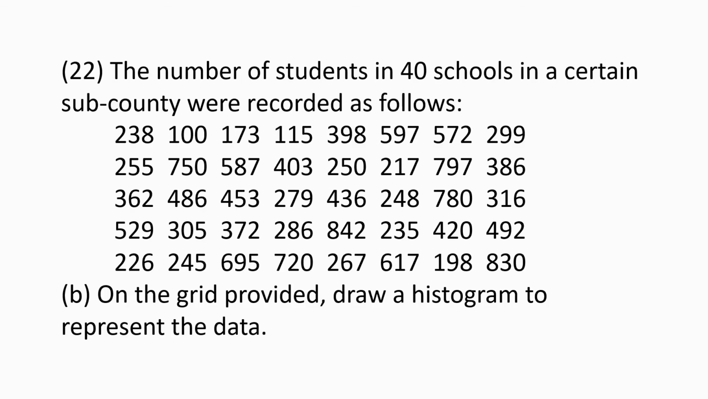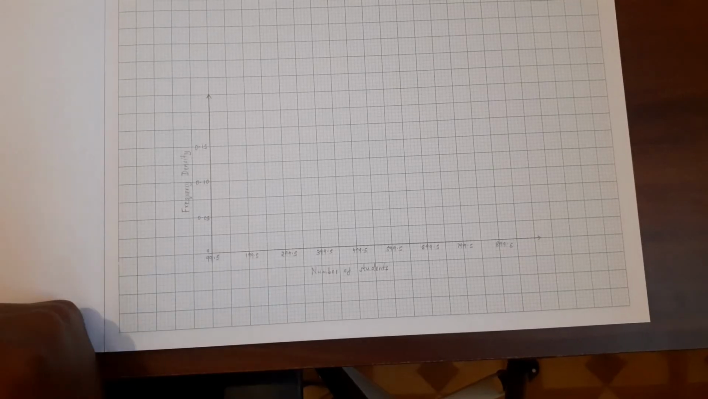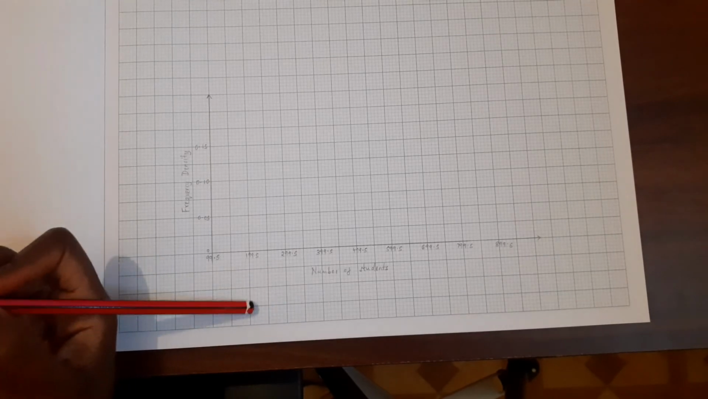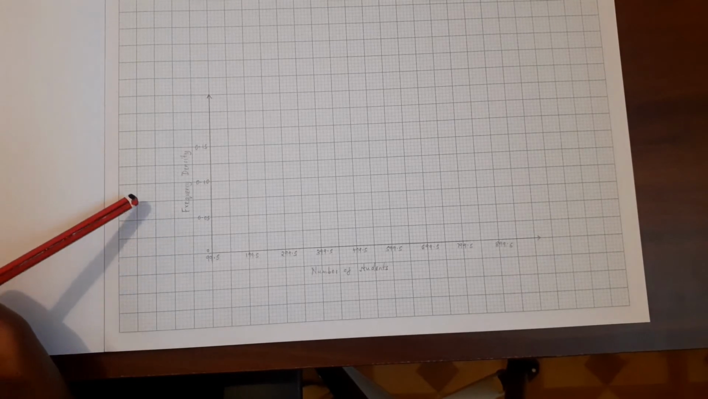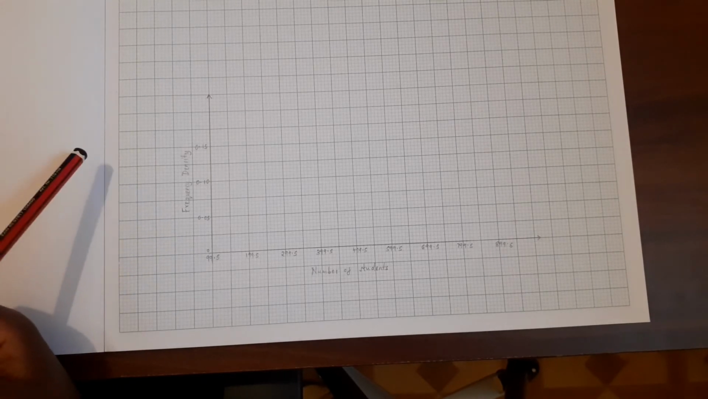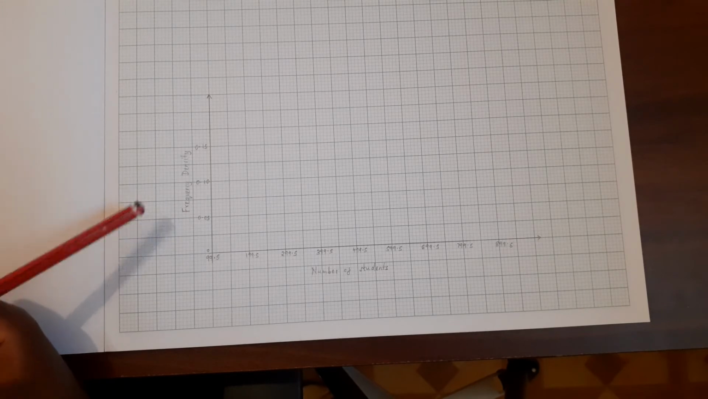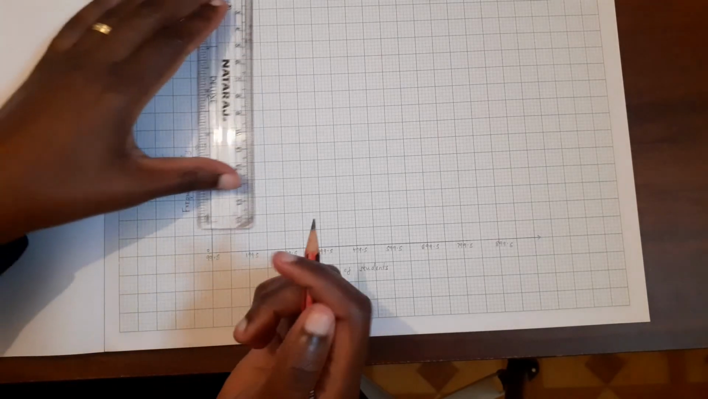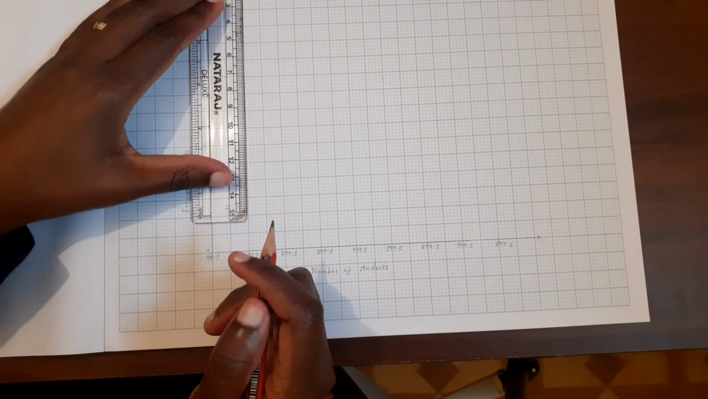Part B. On the grid provided, draw a histogram to represent the data. On the grid, we have the frequency density and the number of students. Since we don't have frequency density in the table we computed in part A, we need to compute the frequency density. So we're going to plot the same table.